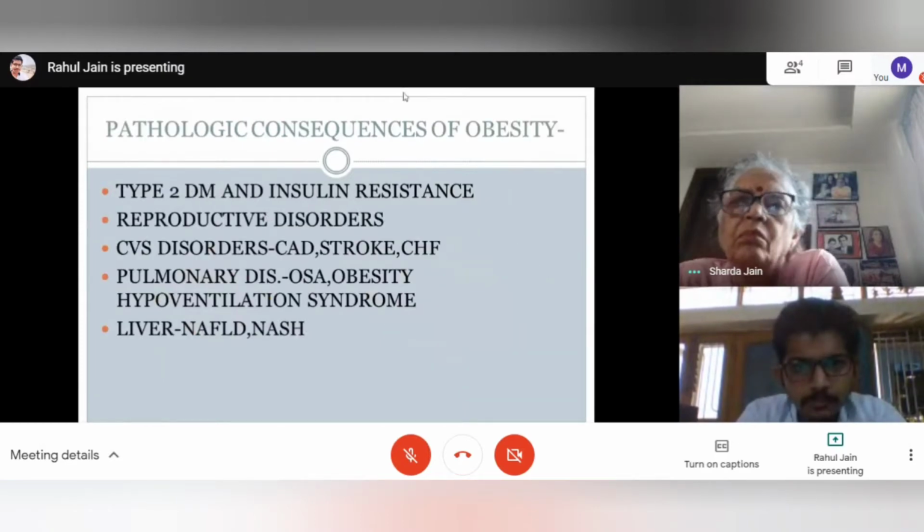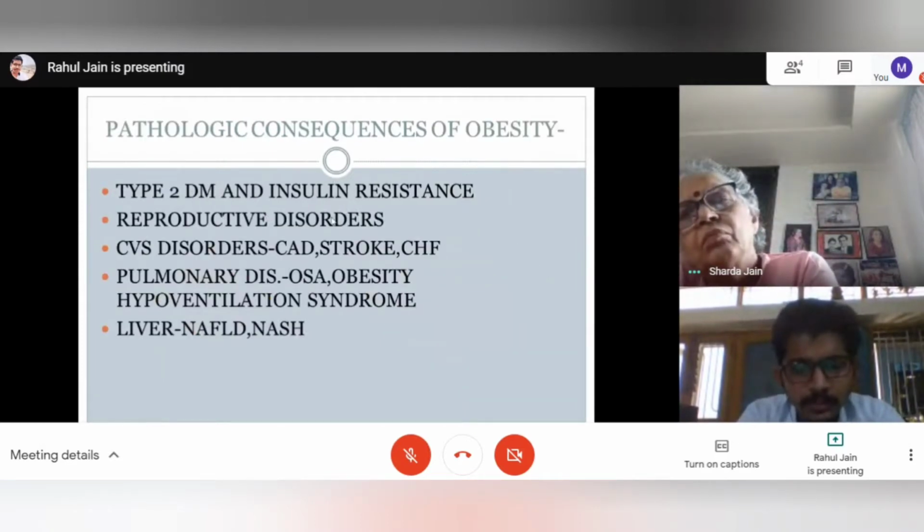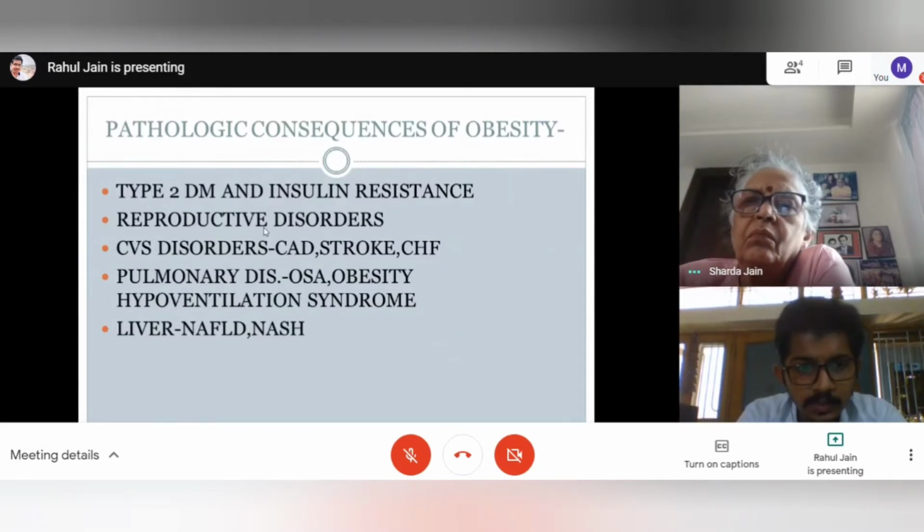Then we'll understand, if we need to counsel anyone about obesity, what the problems associated with obesity are, and we should be very clear about them. The first problem associated with obesity is obviously diabetes and insulin resistance. The second, infertility, is also associated with reproductive disorders, and PCOS is commonly associated with insulin resistance and obesity. In males, infertility to a certain extent is associated with obesity.